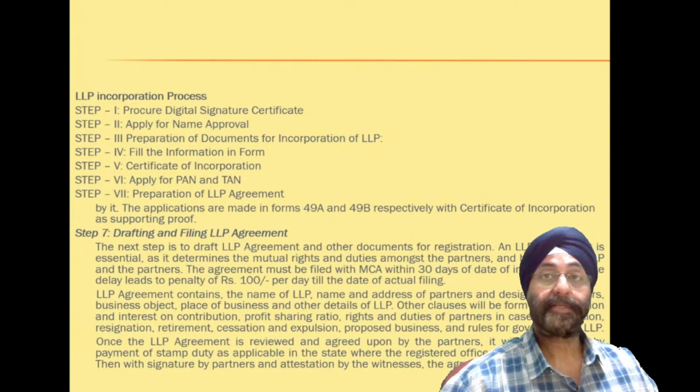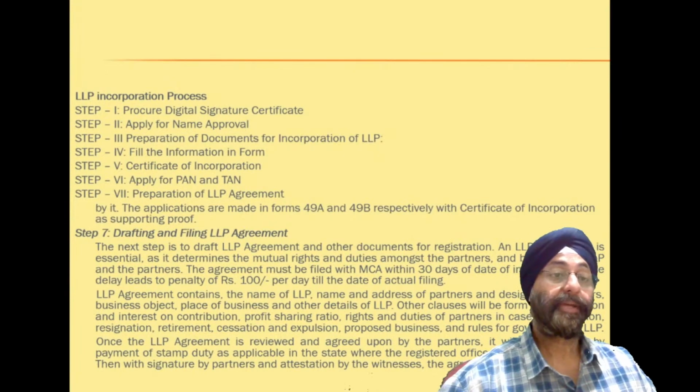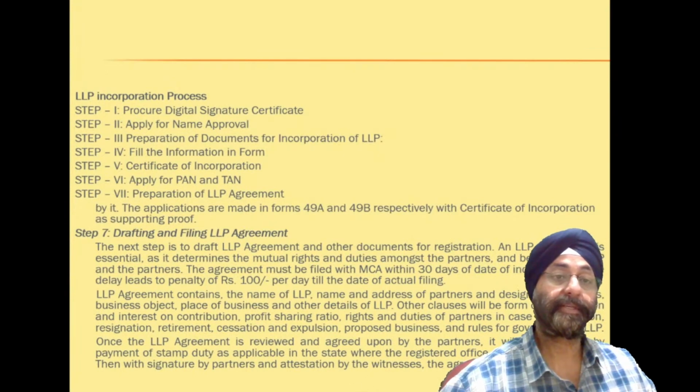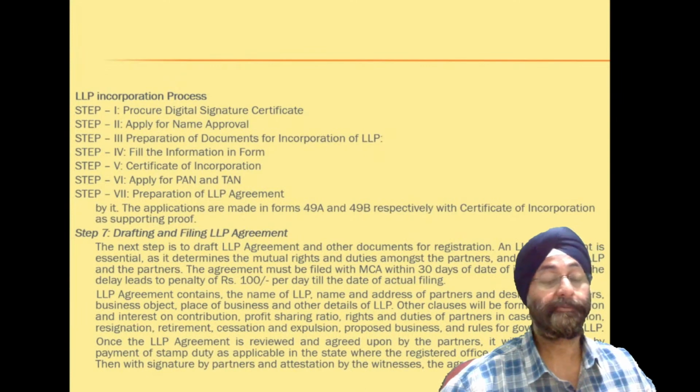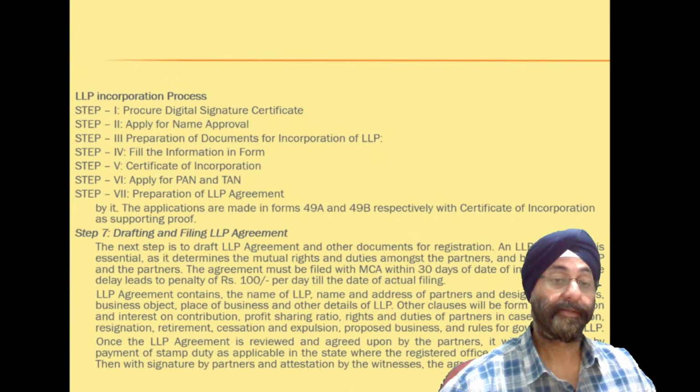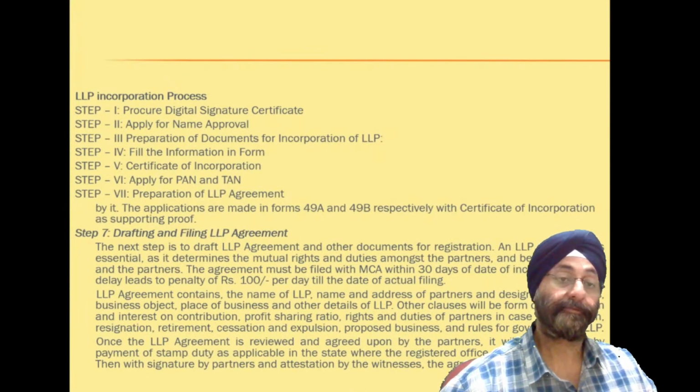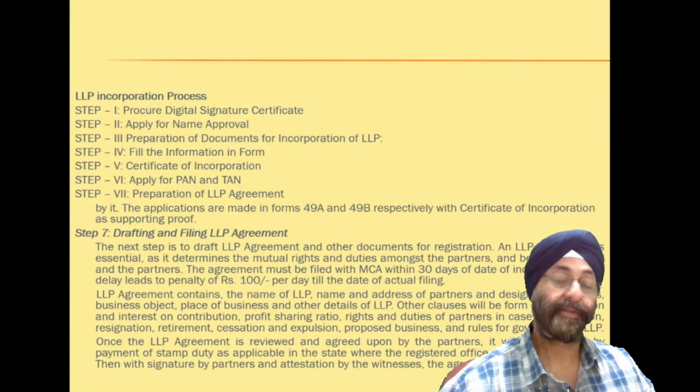In the LLP incorporation process, we have 7 steps. First is to procure a digital signature, apply for name approval, preparation of documents, file the incorporation form, certificate of incorporation, apply for PAN and TAN, and preparation of the LLP agreement. So these are the steps, and the moment we finalize and complete all these formalities, we can form our incorporated LLP. So this is the end of today's session.